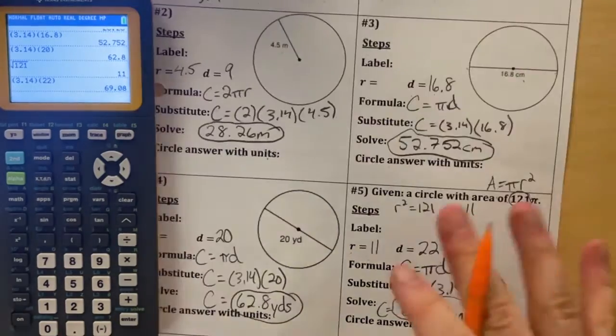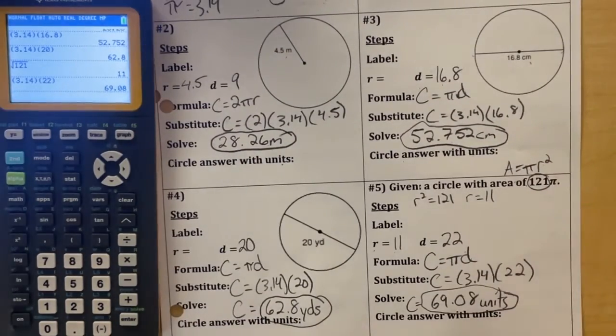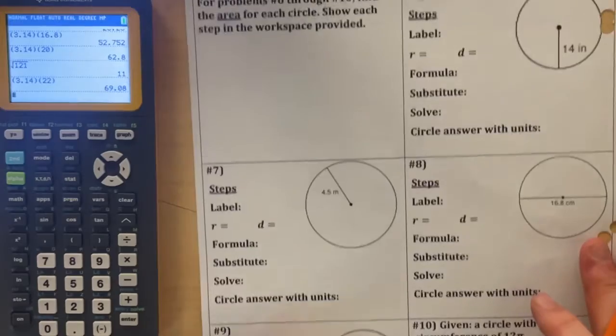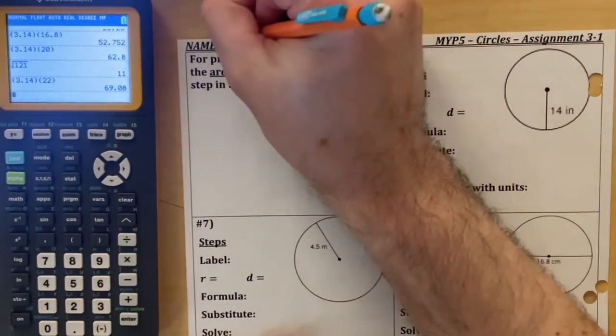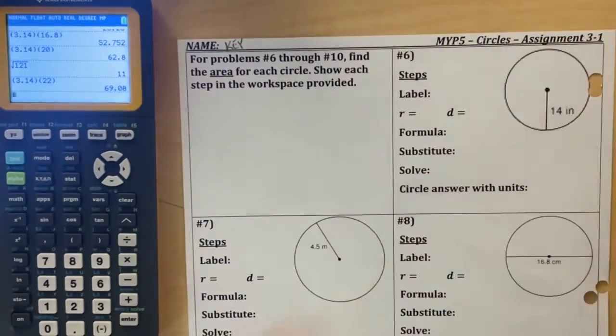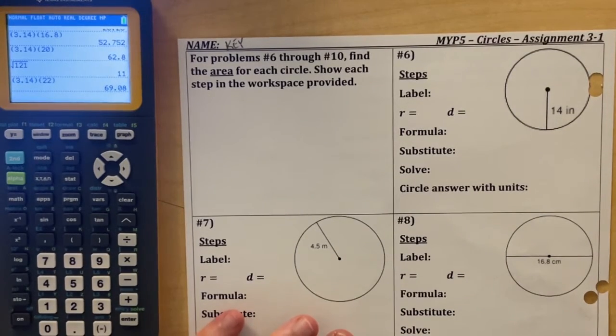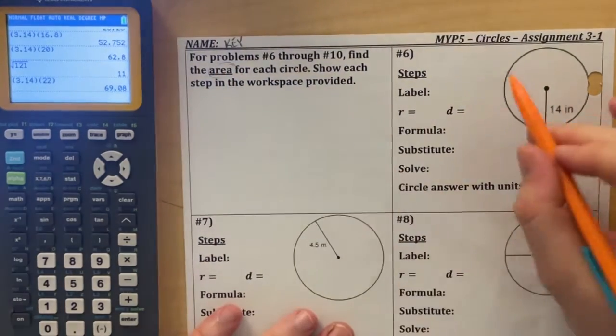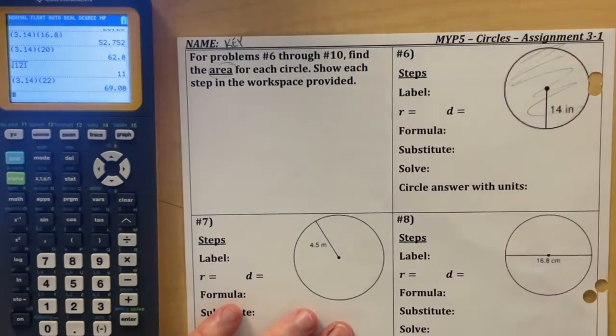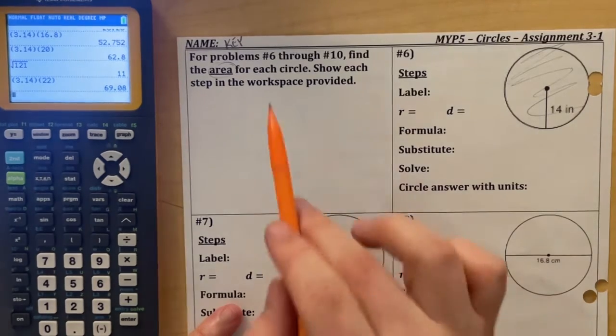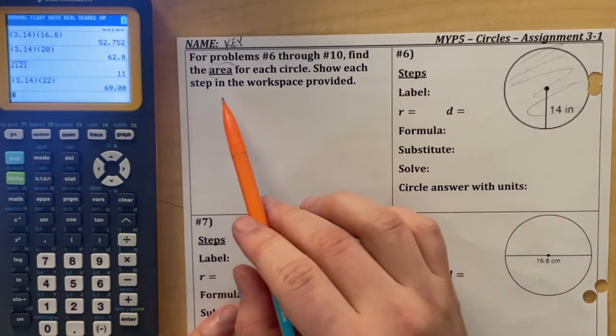So on that front side, real simple. Be sure to ask questions if you have any. All we're doing is finding a circumference. On the back, however, make sure you can read for yourself, put your name at the top. We're gonna say for problems 6 through number 10, find the area. So we're finding area. That means the shaded amount in the middle. For each circle, show each step in the workspace provided.